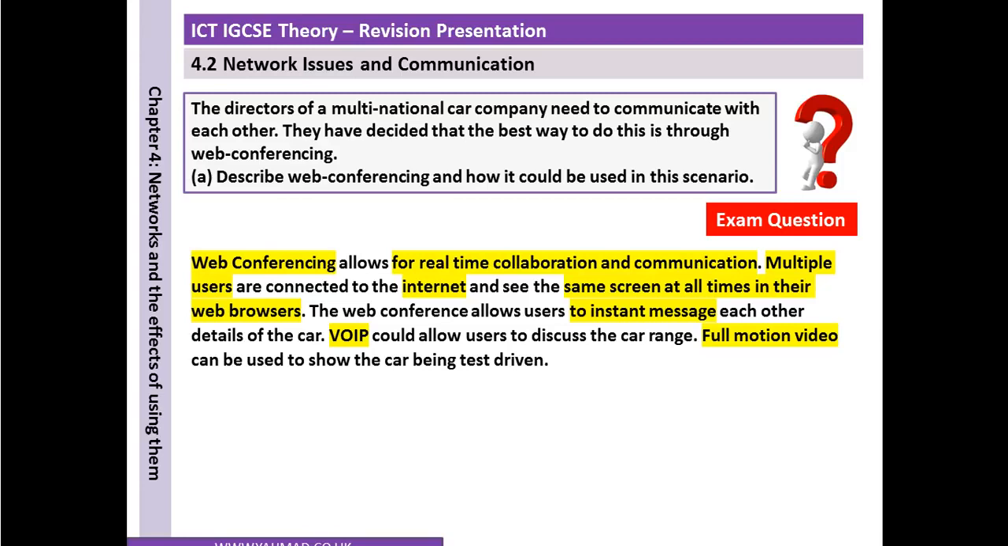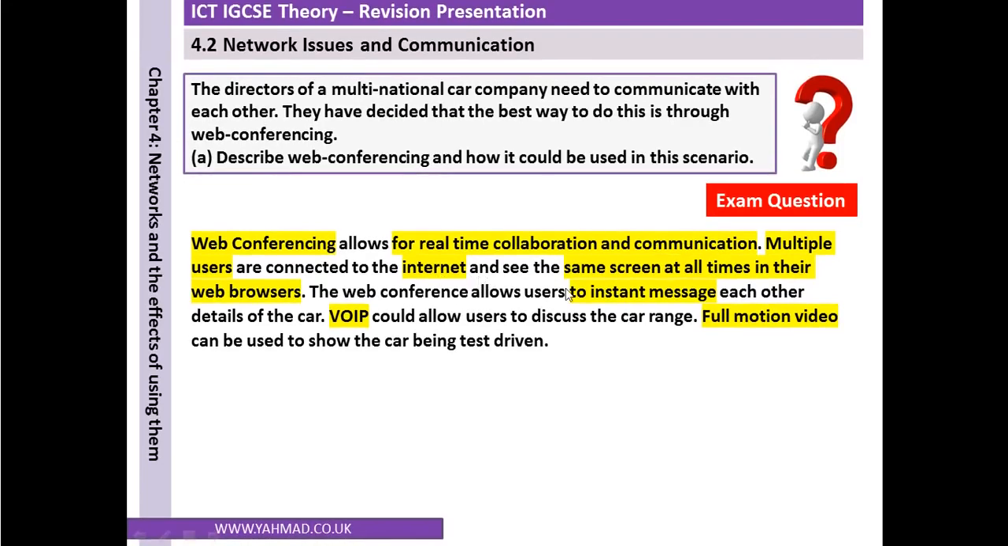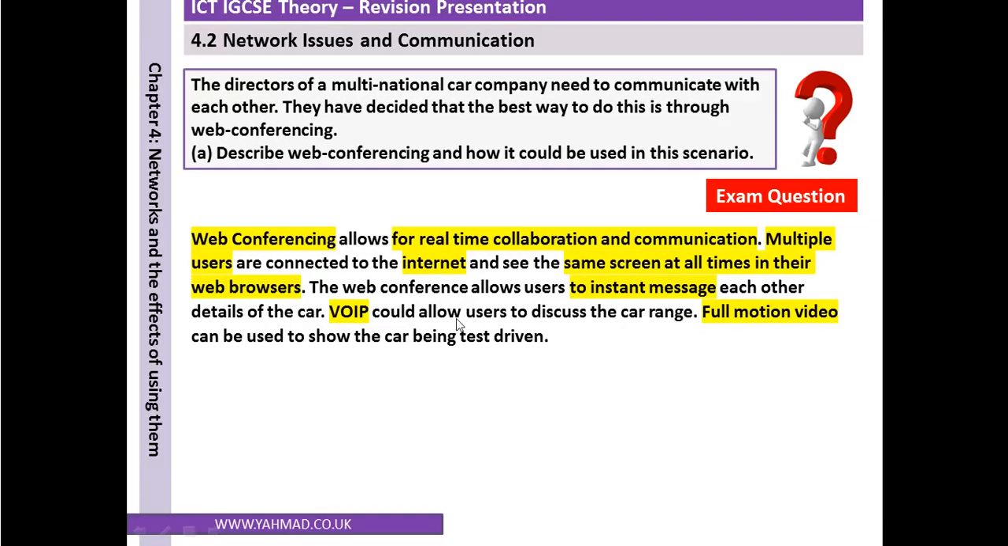So web conferencing allows for real-time collaboration and communication. Multiple users are connected to the internet and see the same screen at all times in their web browsers. The web conference allows users to instant message each other details of the car. Voice over internet protocol could also allow users to discuss the car range. Full motion video can be used to show the car being taken for a test drive.